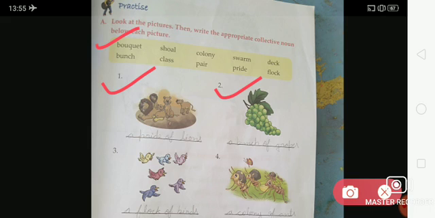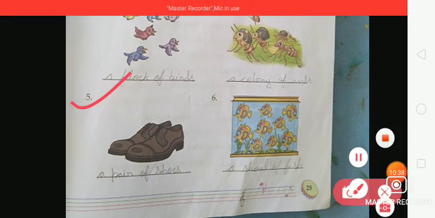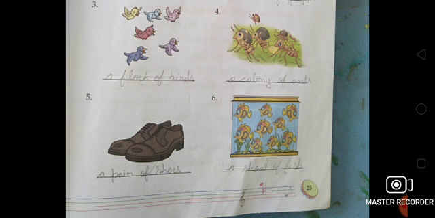Next one is grapes. So we will write here a bunch of grapes. Third is birds. A group of birds is called a flock. So we will write here a flock of birds. Fourth is ants. So we will write here a colony of ants. Next is number 5, shoes. So we will write here a pair of shoes. Next is fish. So we will write here a school of fish.